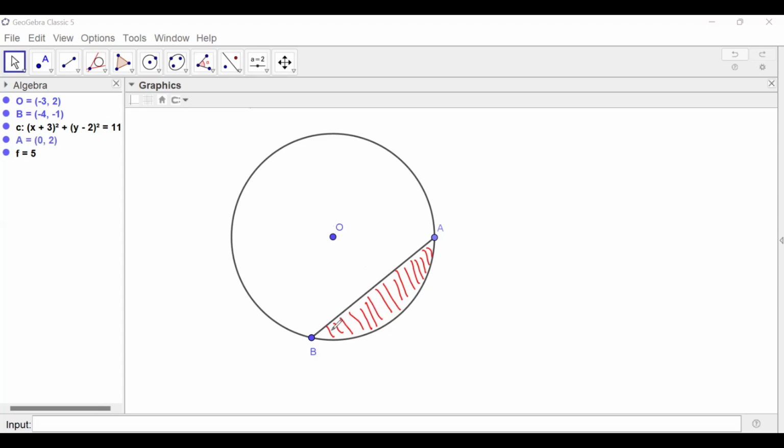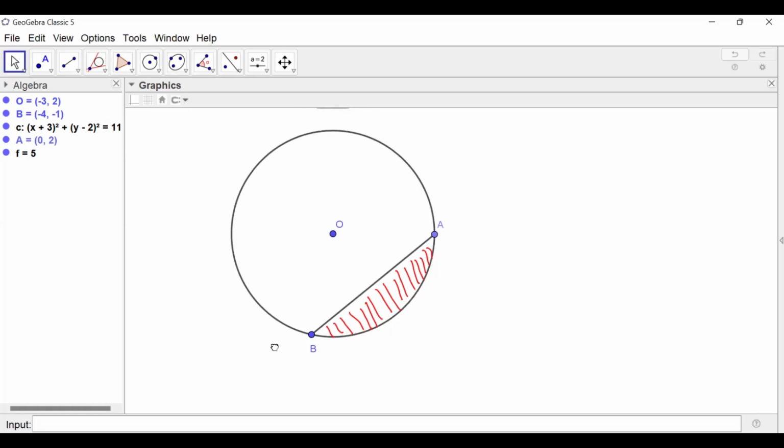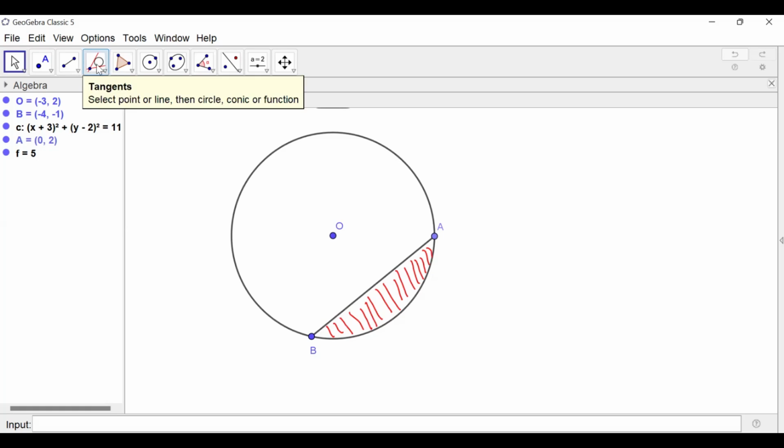Now we are going to draw a tangent. We're going to draw a tangent. Let's say we want the tangent to pass through, good. So let's pick our tangent to pass through point B.